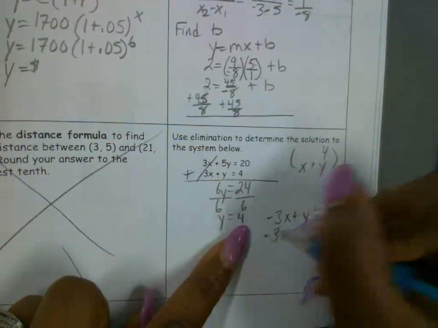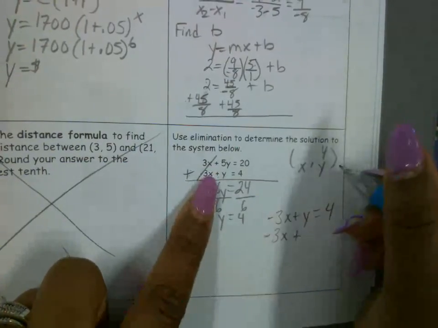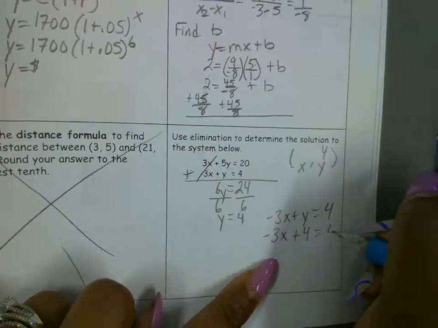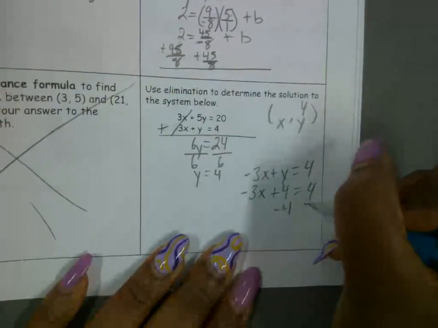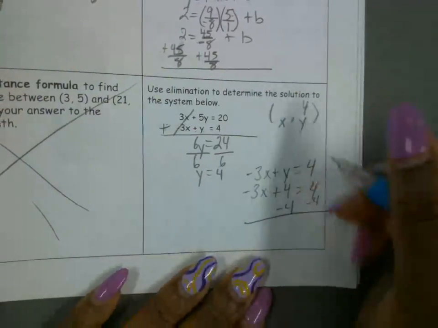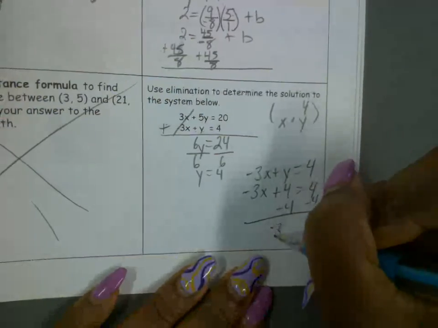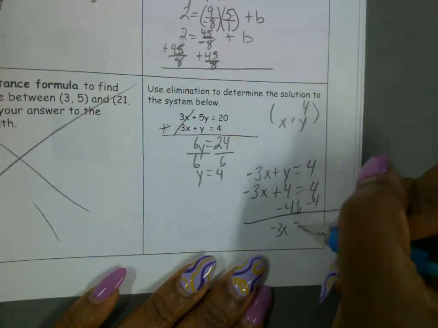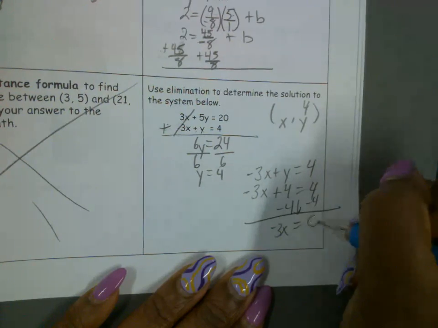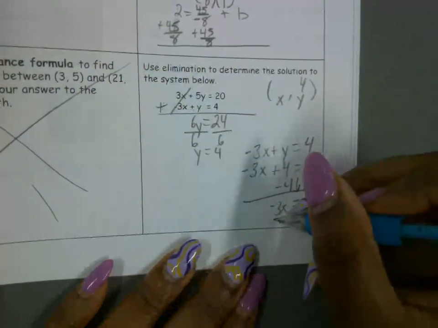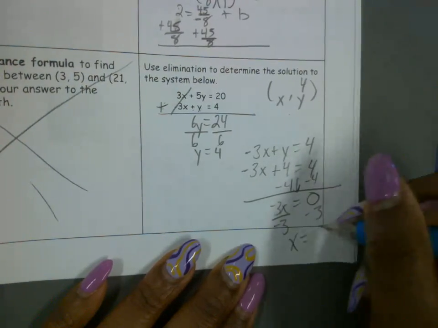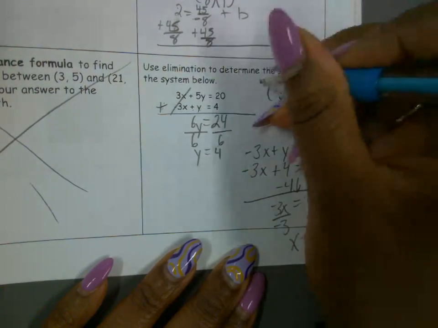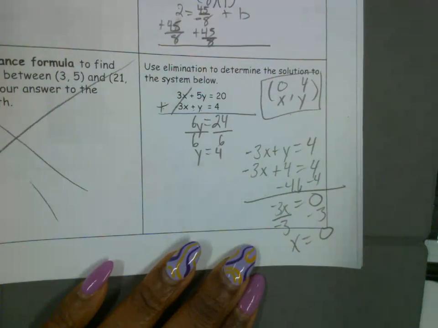Negative... plus y is going to be... All right, so now what do I do? Subtract 4 on both sides. What does that give you? Negative 3x is equal to 0. Now what do I do? Divide by negative 3. And when you divide by negative 3, what does that give you? 0. Okay. All right, let's look at the Friday one, please.